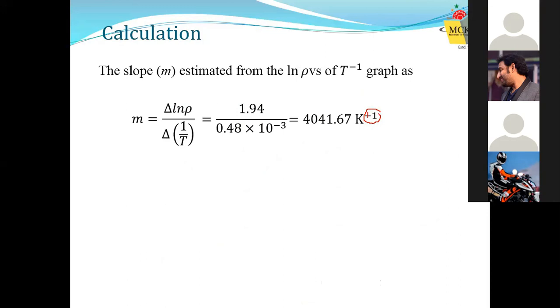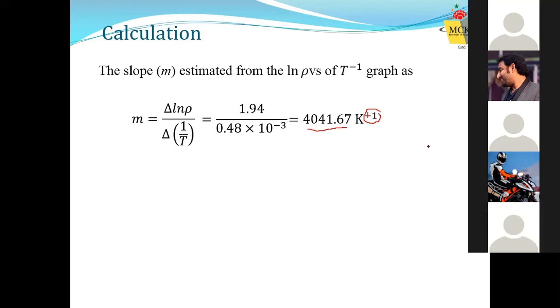Okay, so this is your slope from the graph. Is it okay till now? Yes, sir. Right. So if I have the slope, the Boltzmann constant is given in terms of electron volt.